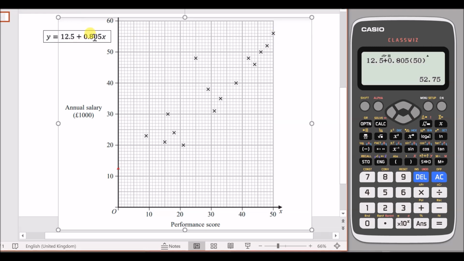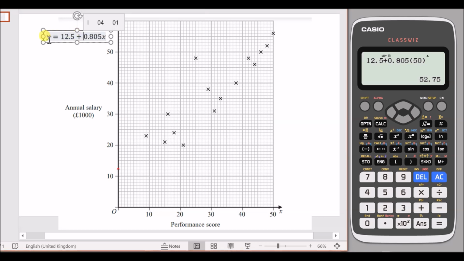Firstly, I figure out the coordinates when x is 0. When x is 0, we're just left with y equals 12.5. So our first coordinate would be over here: 0 and 12.5. Next one I'll do is when x is 50. In the calculator, I already did it. Replace x with 50, you get a y value of 52.75. So that's going to be somewhere up here. Now all we do, guys, is draw a straight line connecting those, and it should look something like this. And yeah, that's our equation done.